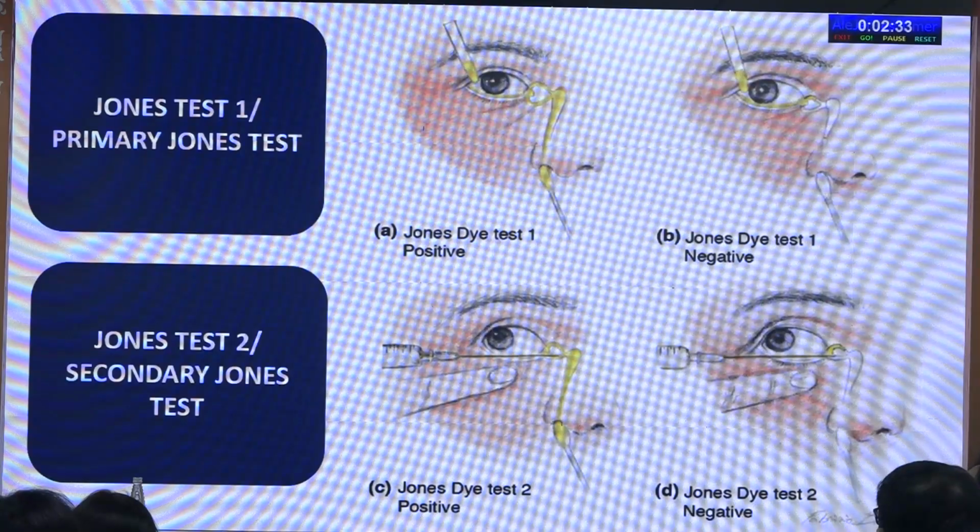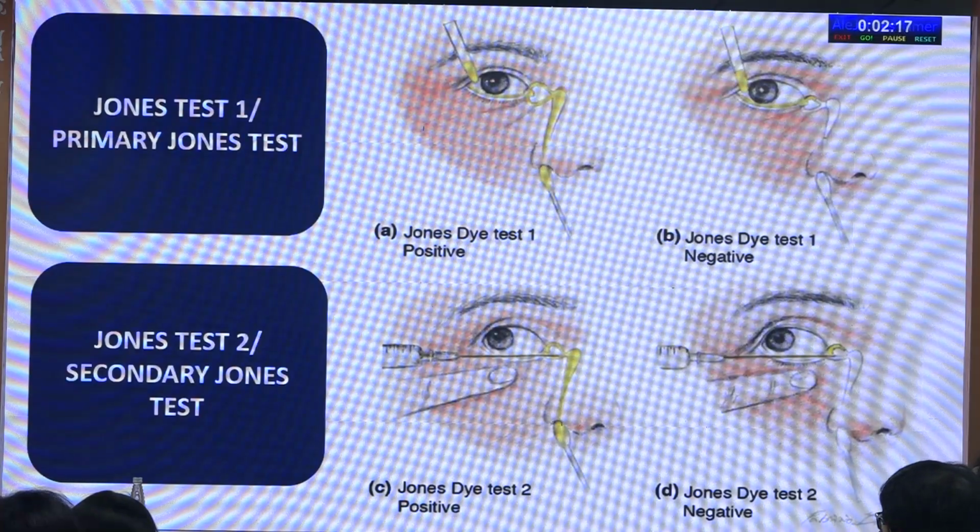So if the dye is detected in the cotton bud, it is a case of hyperlacrimation. If the dye is not detected, it is a case of lacrimal pump failure or partial nasolacrimal duct obstruction. So how do we differentiate between these two? For that we have to perform lacrimal syringing, which becomes the secondary test.